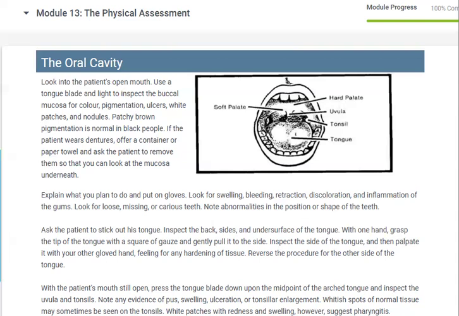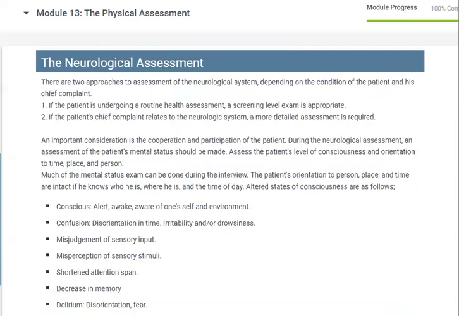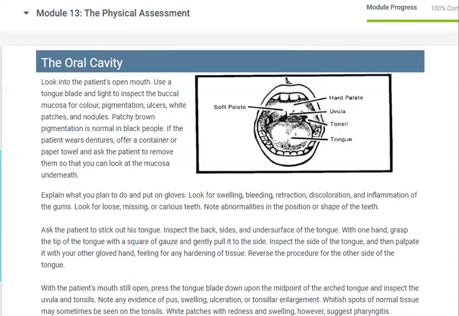With the patient's mouth still open, press the tongue blade down upon the midpoint of the arched tongue and inspect the uvula and tonsils. Note any evidence of pus, swelling, ulceration, or tonsillar enlargement. Whitish spots of normal tissue may sometimes be seen on the tonsils. White patches with redness and swelling, however, suggest pharyngitis. Break and discard the tongue blade after use. Inspect the neck, noting its symmetry and any masses or scars.